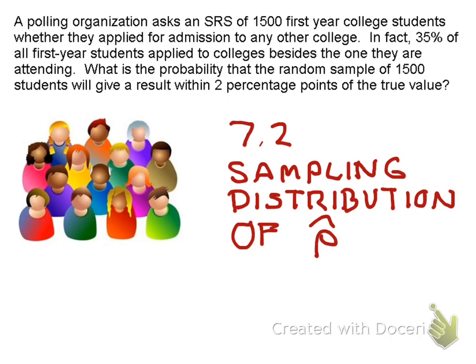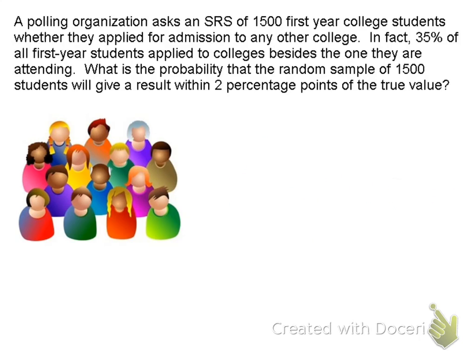We're taking an SRS of 1,500 first-year college students, and we want to know whether they applied for admission to any other college. And we know the population proportion here, and that's not going to be something we'll usually know, but here we know that 35% of all first-year students did apply to colleges besides the ones they attend now. So what is the probability that our random sample of 1,500 students will give a result within 2 percentage points of the true value? So a couple things about this problem.